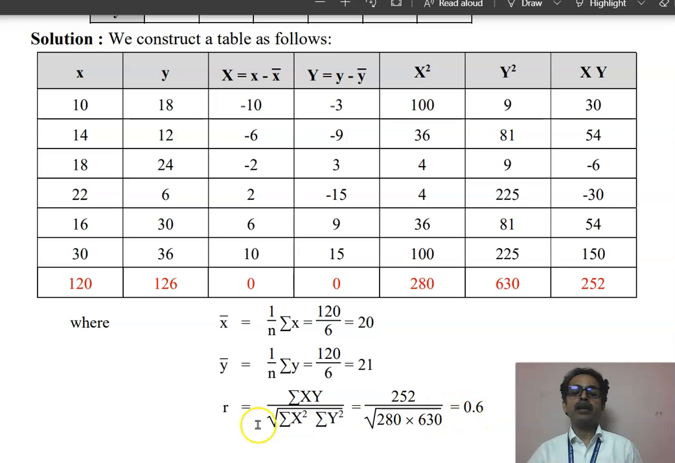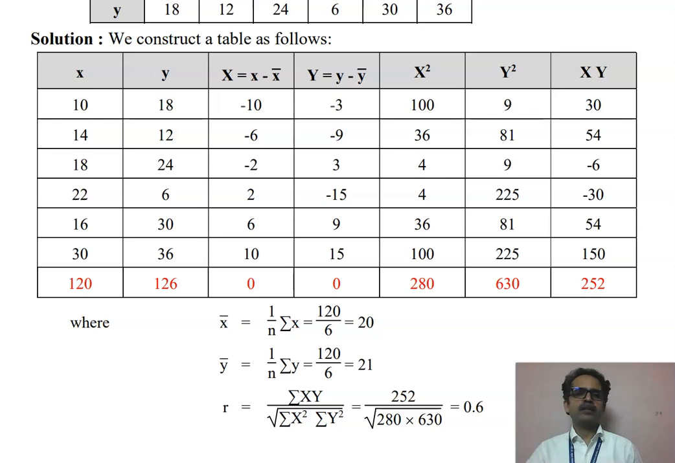That means we can comment on the relationship between x and y. We can say that the relation is positive, and the relation between x and y is a good relation, because if r is 0.6, it means the relation between x and y is good. It is a positive type of relation.